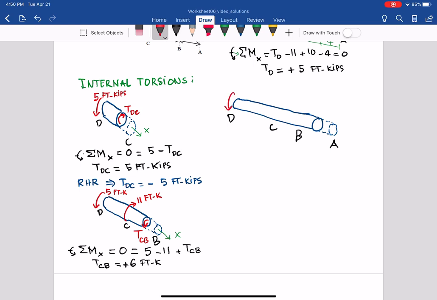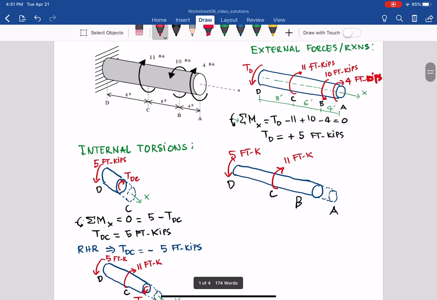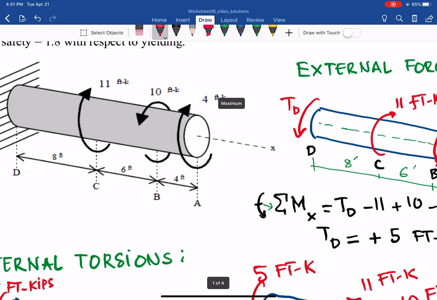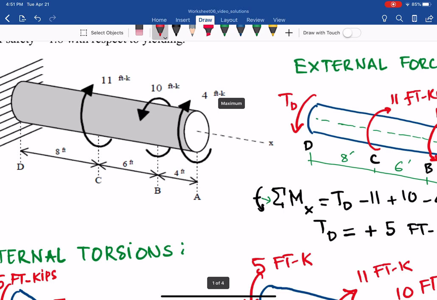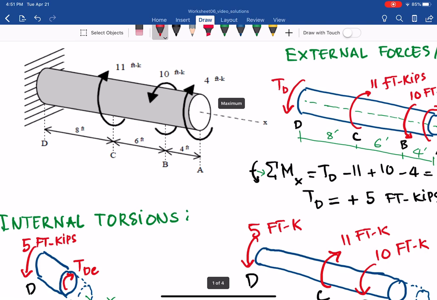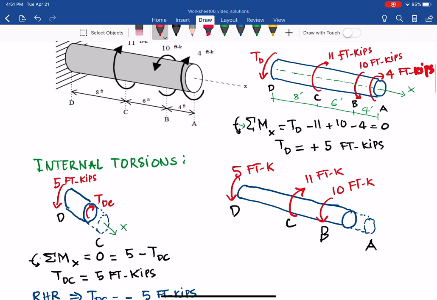So we have at D we have 5 foot kips. At C we have 11 foot kips. At B we have 10 foot kips. And as we cut before B, if we cut before B, then as you can see the 4 foot kips in here will not appear in the left side of our cut. If you cut between B and A and you consider the right side of the shaft, then only the 4 foot kips will be exposed. Keep that in mind.